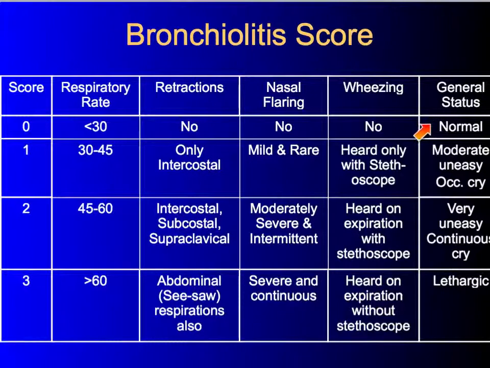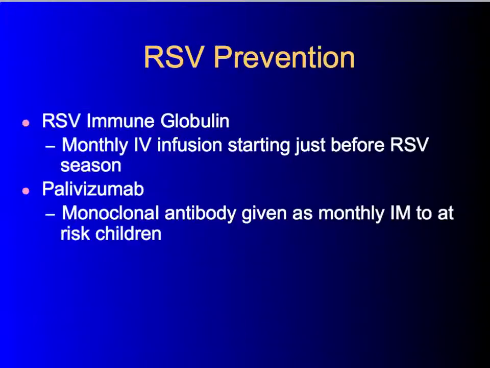And then their general status: if it's normal, it's a 0. If they're moderately uneasy or have an occasional cry, they get a 1. 2 if they're very uneasy and have a continuous cry, and a 3 if they're lethargic. So this is very useful in being able to tell how sick the child really is.